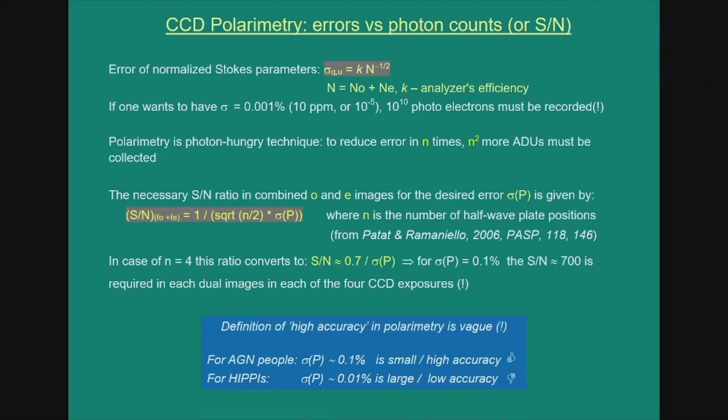And of course, the definition of high accuracy in polarimetry is vague. For AGN people, a sigma p of 0.1% is comfortably small and the accuracy is high. And for the HIPPI polarimeter group, a sigma of 0.1% is shamefully large and the accuracy is low.